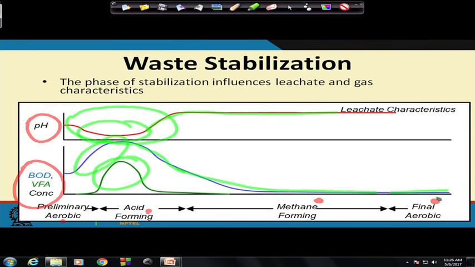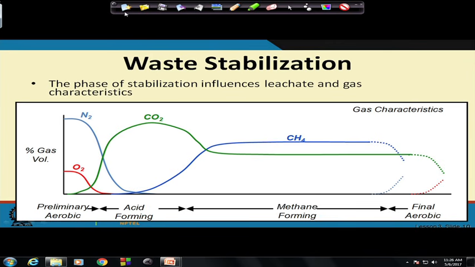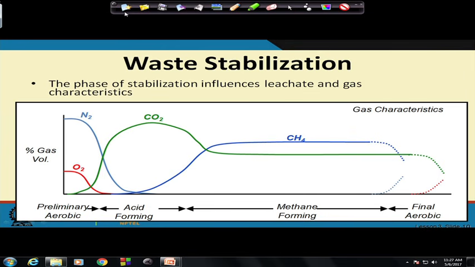So that kind of explains why they behave this way, and it's very important for you to understand this stuff. It will help you understand how the leachate quality will change. Now, we already looked at leachate. Now let's look at the gas. What will happen to the gas? Because these are the two important components in terms of environmental control: one is the leachate collection system, the other is the gas collection system.